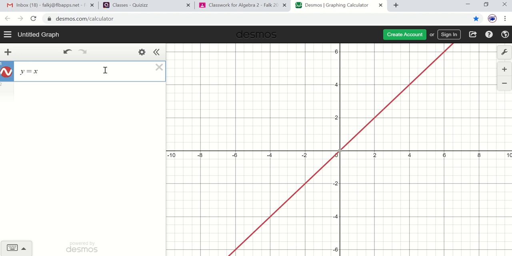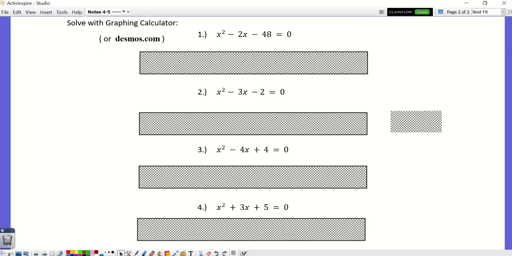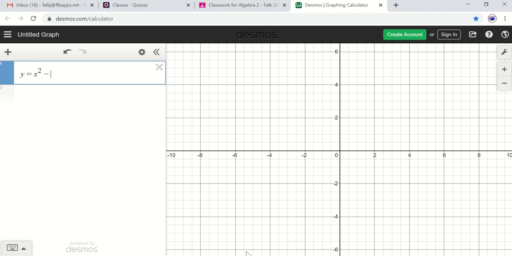Now I'm going to do a caret, and that allows me to type in the squared. Now I'm going to hit the right arrow to go down to the regular line. So the right arrow gets me down there. Minus 2x minus 48. And just like this, you have the graph.